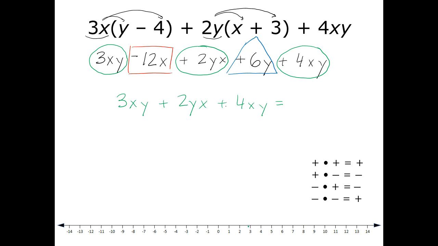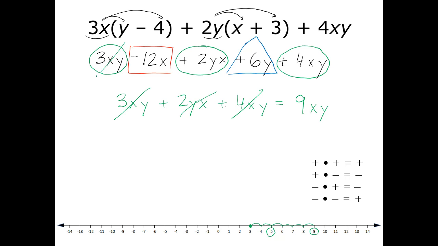So I'm going to stand on the first one, positive 3. I'm going to combine that with positive 2yx. So I'm going to move 2 spaces to the right, and I end up on positive 5. This one, I still have to combine with that 4xy, so I'm going to move 4 more steps to the right. And I end up on positive 9. So positive 3xy combined with positive 2yx combined with positive 4xy, that's positive 9xy or positive 9yx, however you want to call it.